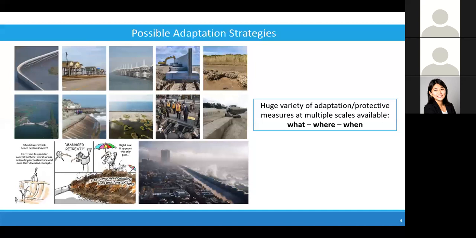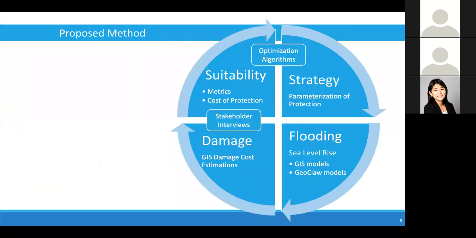To protect the city, we have many kinds of possible adaptation strategies, such as seawalls, raising buildings, barriers, artificial dunes, strategic retreat, and many more. This huge variety of adaptation strategies is available at multiple scales: what, where, and when. So we are proposing an optimization methodology for those protective strategies.